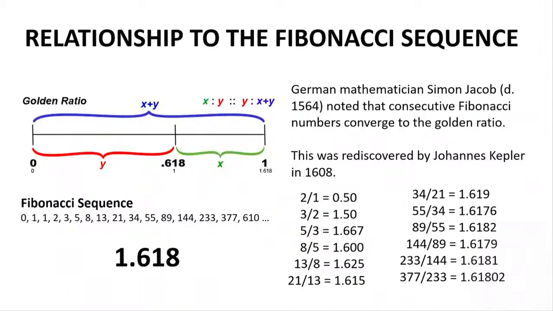German mathematician Simon Jacob noted that consecutive Fibonacci numbers also converge to the golden ratio. So whenever you take this Fibonacci sequence and divide one number by the number before it, the further along you get in that sequence, the closer you get to the golden ratio. In other words, it converges to the golden ratio. This was again rediscovered by Johannes Kepler in 1608.